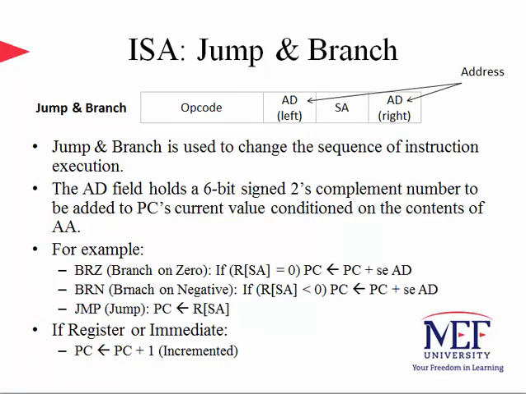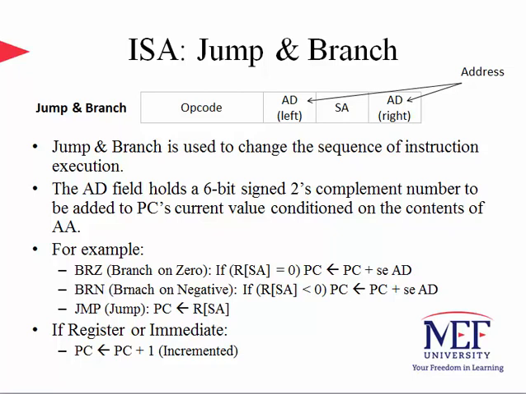The ISA jump and branch instruction is a bit tricky and involved compared to the other two instruction formats. Let us spend a bit more time on it. The jump and branch format replaces the destination register and source B addresses with the address bits, which is a 6-bit signed 2's complement number to be added to the PC's current value, conditioned on the contents of the source A register. Jump and branch instructions are used to change the sequence of instruction execution.